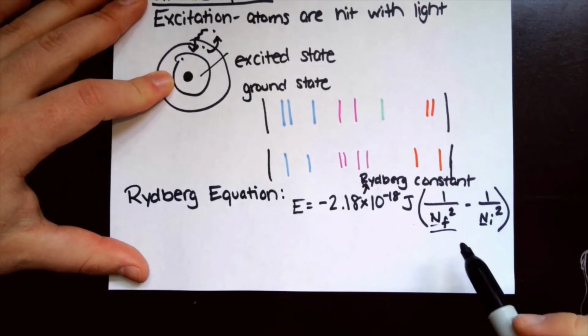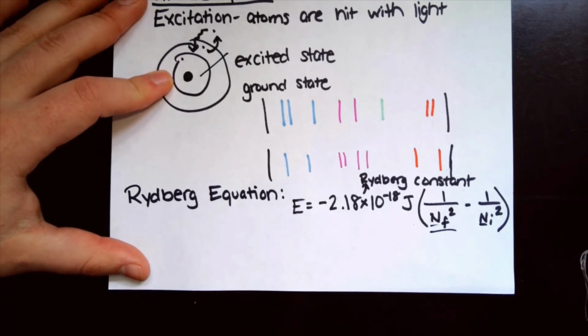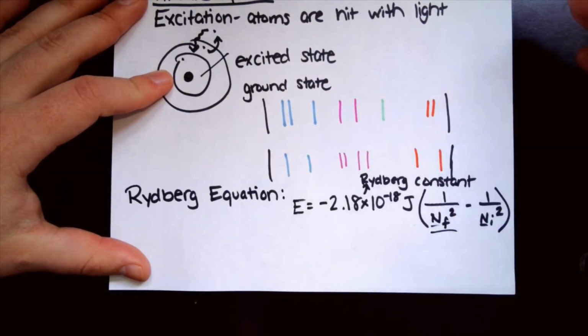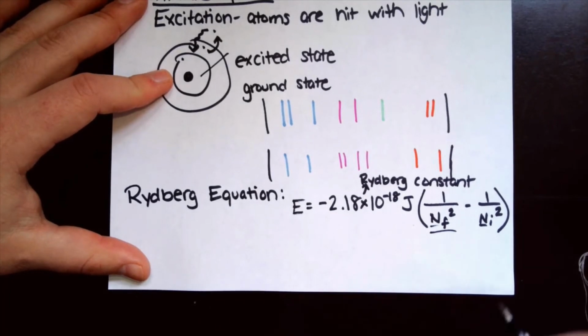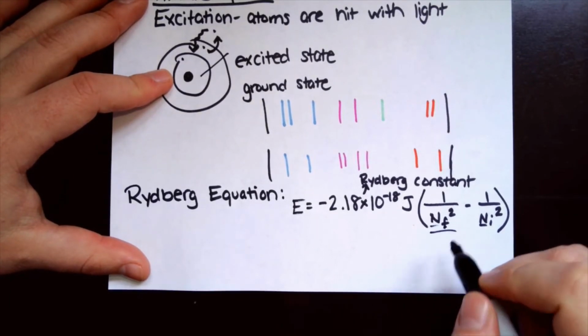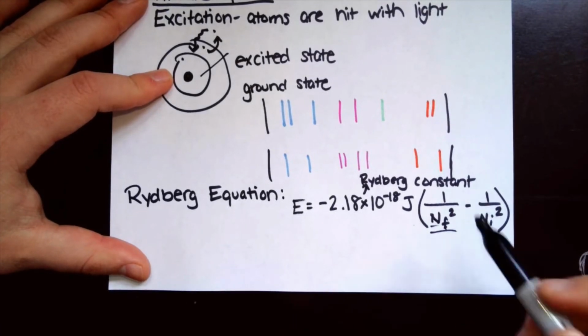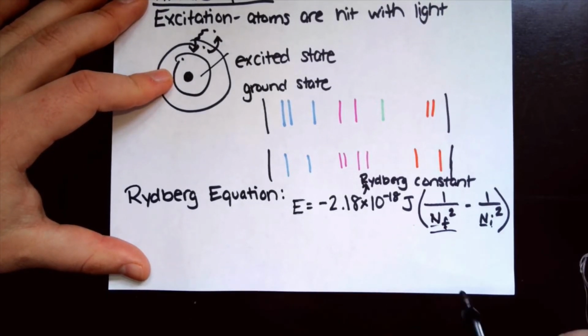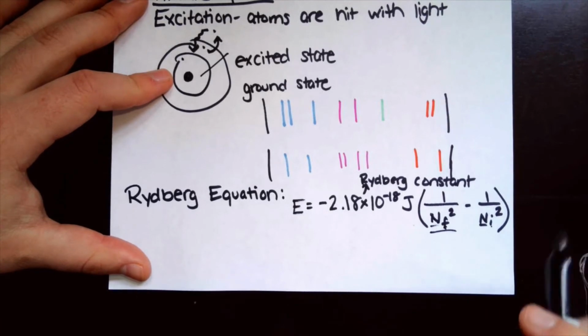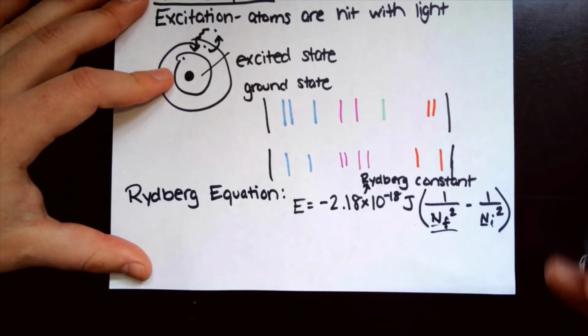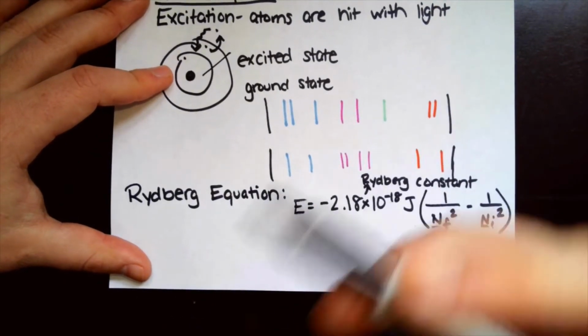So again, this can be used to calculate the amount of energy absorbed when going to an excited state, or the amount of energy released when going back down to a ground state. So this f just stands for final, the final orbital that it ended up in, and the i is initial, so it's the initial orbital that it started in. And these are just whole number integers.